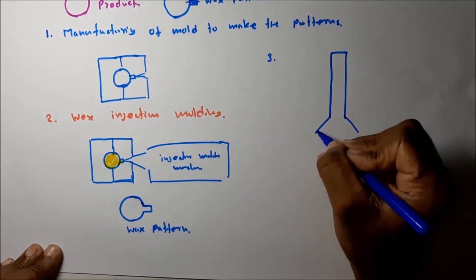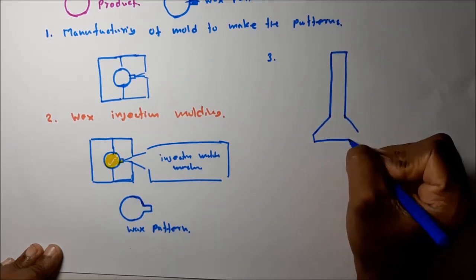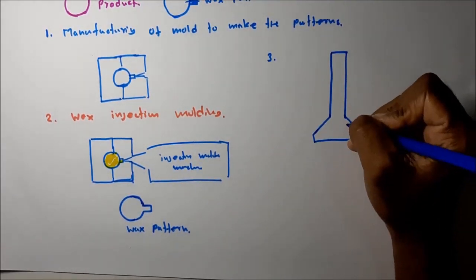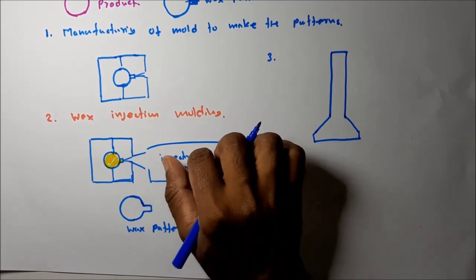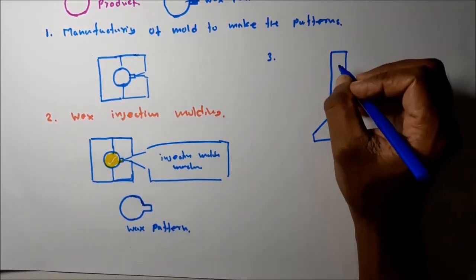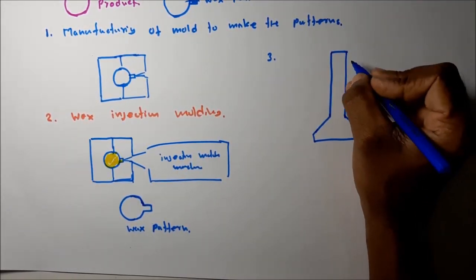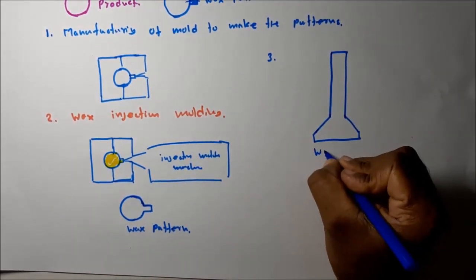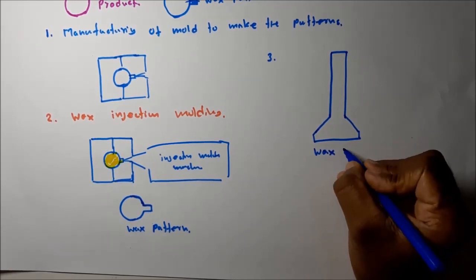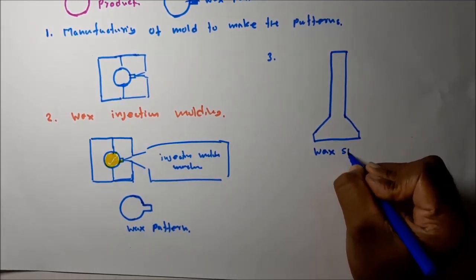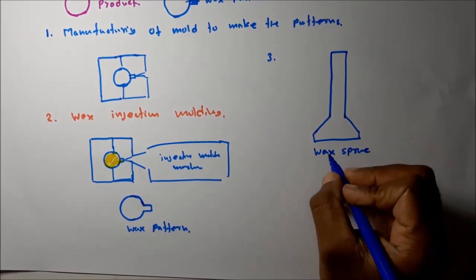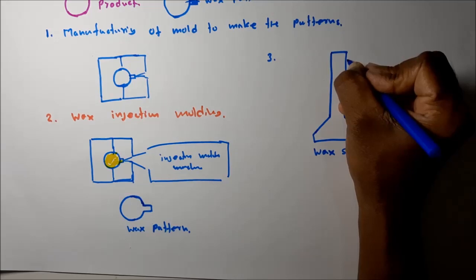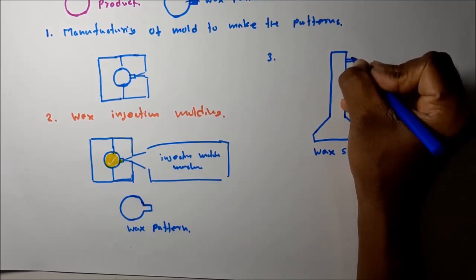This kind of wax sprue is manufactured the same way, in the wax injection molding or wax casting process. So these patterns are assembled to the wax sprue like this.